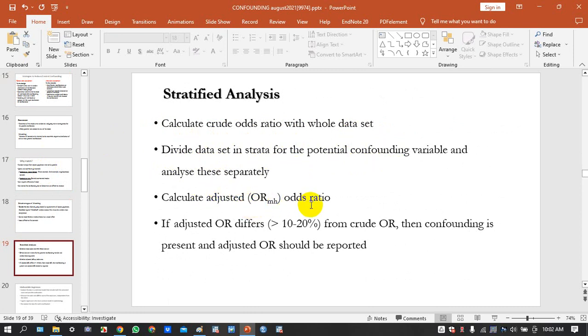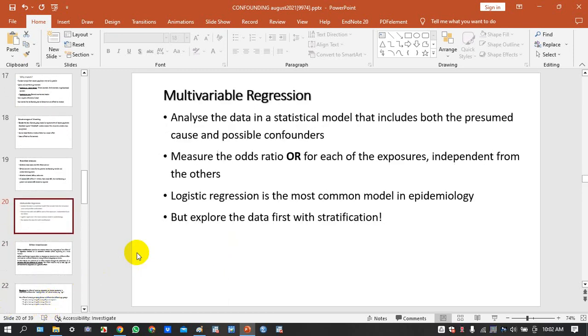So when you finish, if the difference between the crude odds ratio and the adjusted odds ratio is greater than 10 to 20%, it means that the adjusted odds ratio should be reported because confounding is present. So let's see in the next examples.